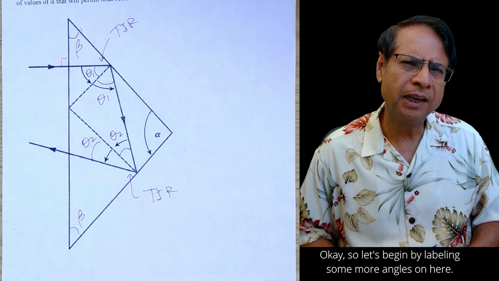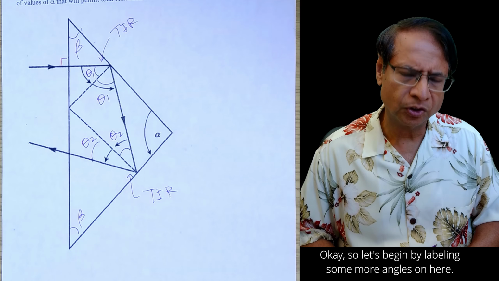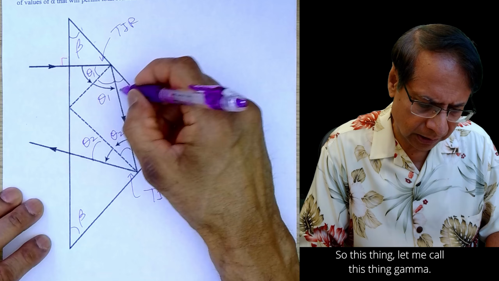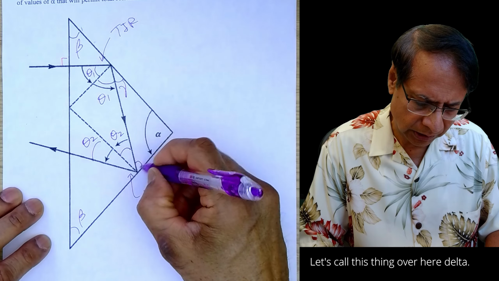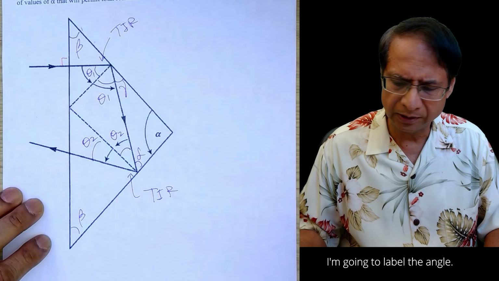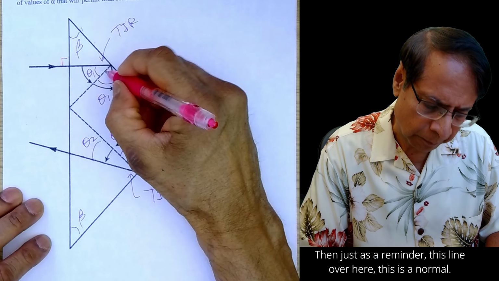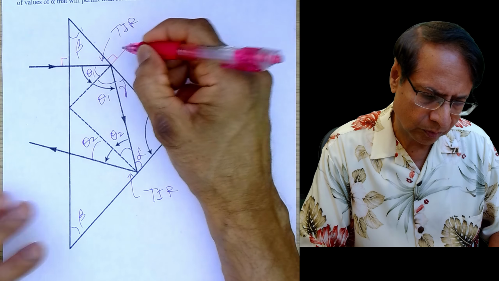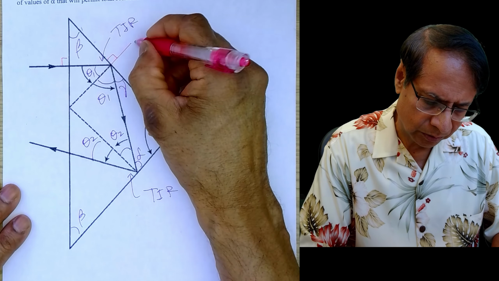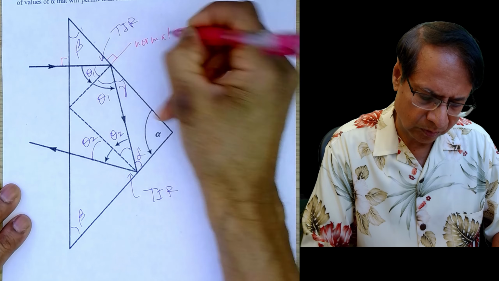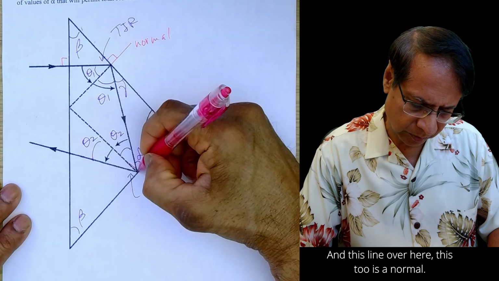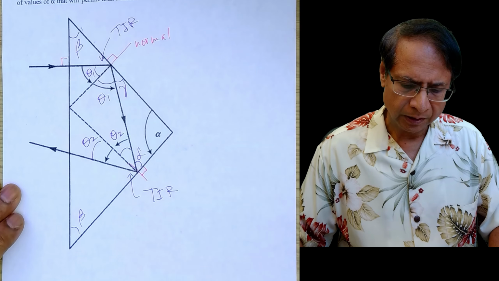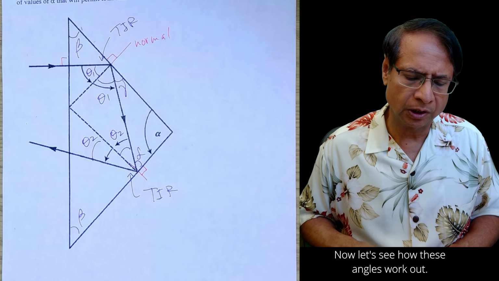Okay, so let's begin by labeling some more angles on here. Let me call this one gamma, and this one over here delta. Then just as a reminder, this line over here is a normal, and this line over here, this too is a normal. That's 90 degrees. Now let's see how these angles work out.